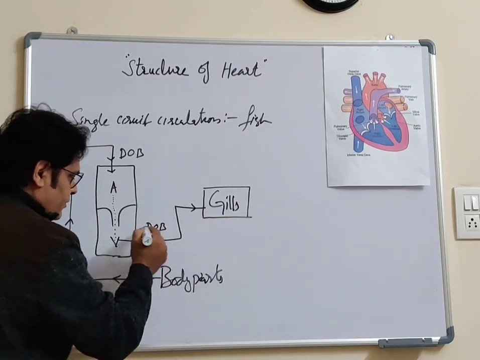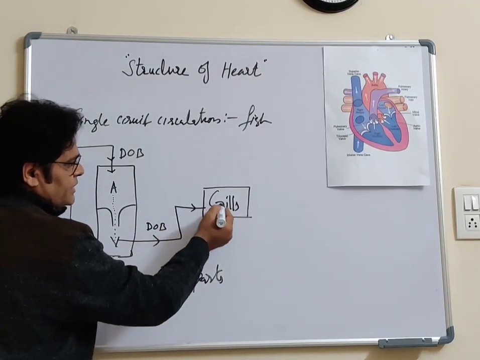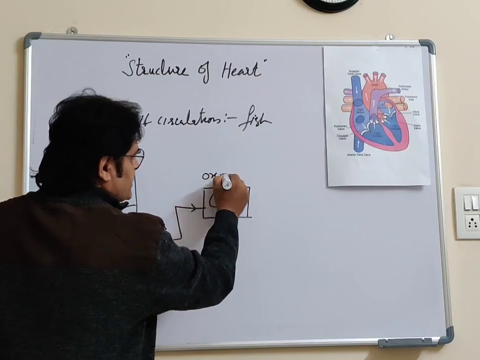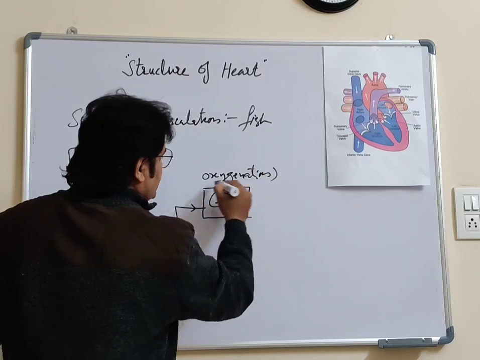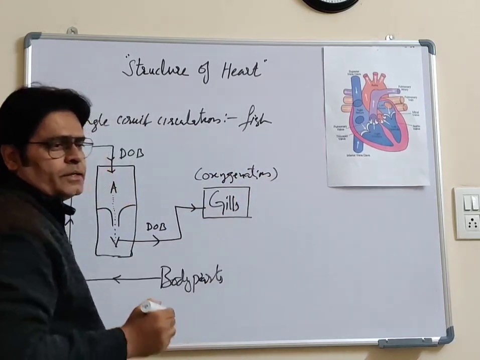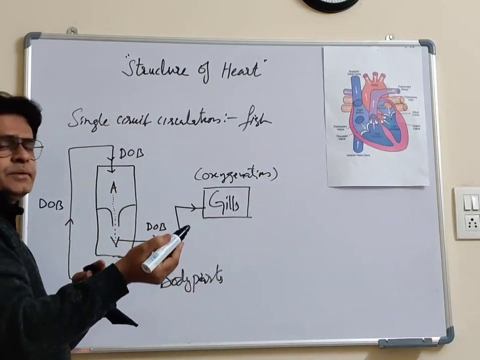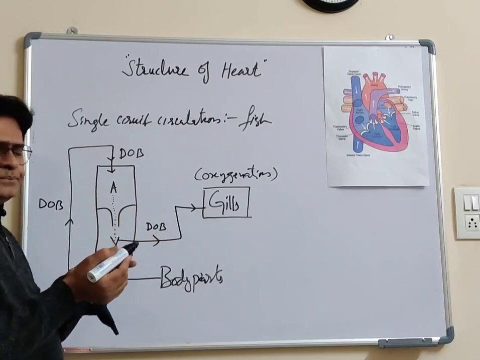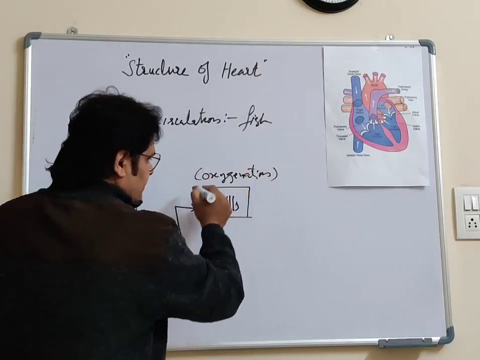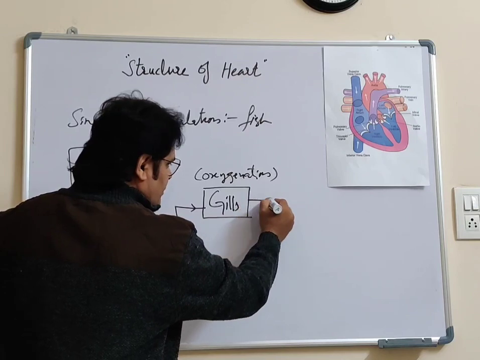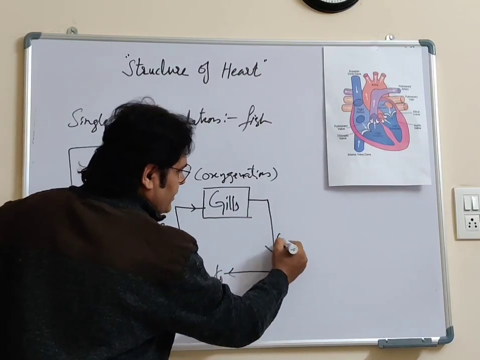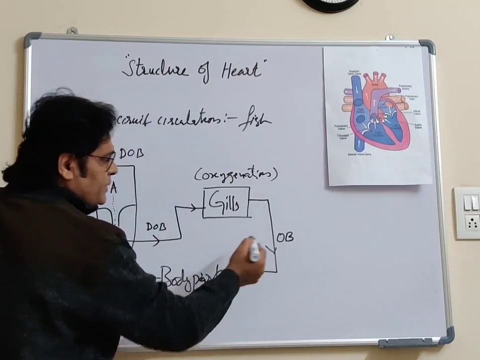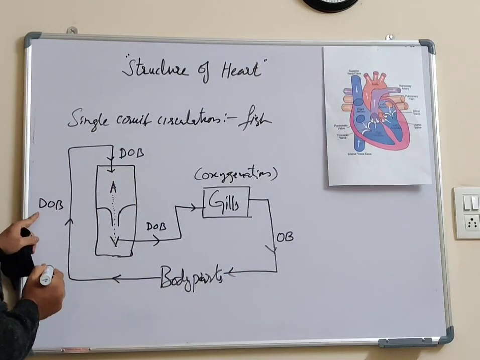Why is it pumping the deoxygenated blood to the gills here? For the oxygenation process. What is oxygenation? Purification of blood. Removing the extra amount of carbon dioxide from the blood and adding the oxygen to it. So once the oxygenation process is completed, the gills pass that oxygenated blood to various parts of the body. Okay. Which blood here? Oxygenated blood. OB means oxygenated blood. DOB means deoxygenated blood.